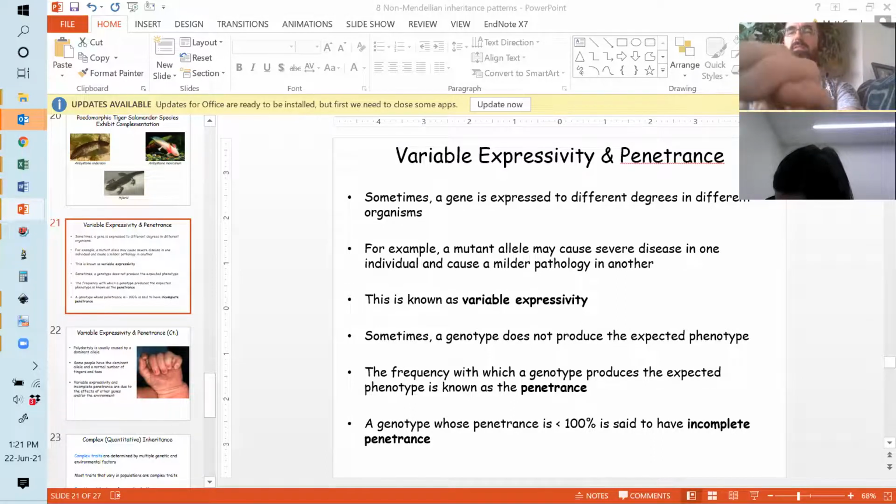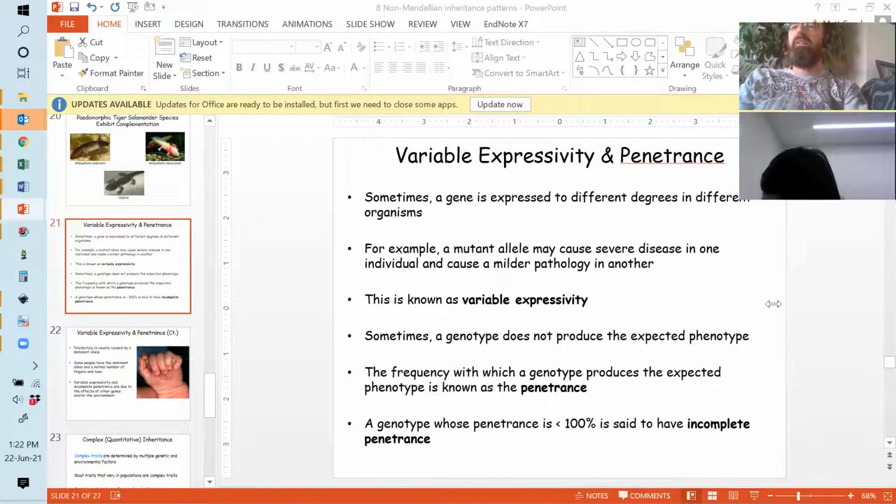I'm just going to write that down. And so that is incomplete penetrance, i.e. the disease phenotype has not completely penetrated through the population so that everybody with that genotype has the disease.